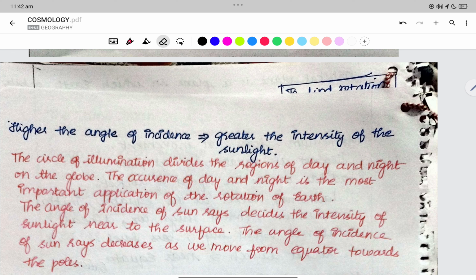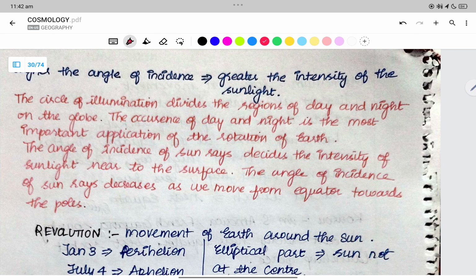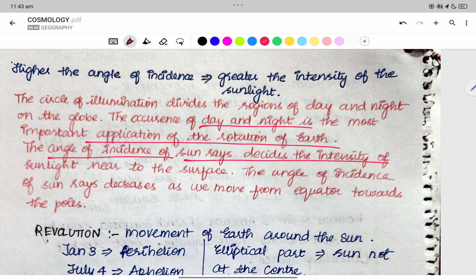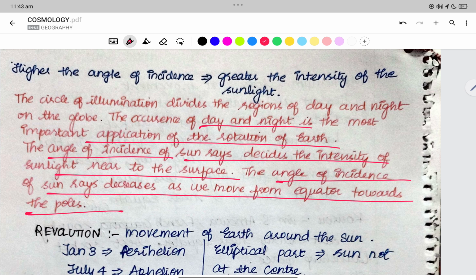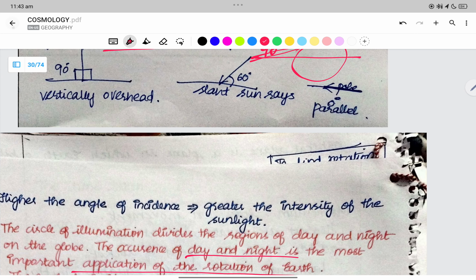So we have the circle of illumination. The occurrence of day and night is an important application of the rotation of the earth. The angle of incidence of the sun rays decides the intensity of the sunlight near the surface. Angle of incidence decreases as we move from the equator towards the poles. We know what is called a circle of illuminance.